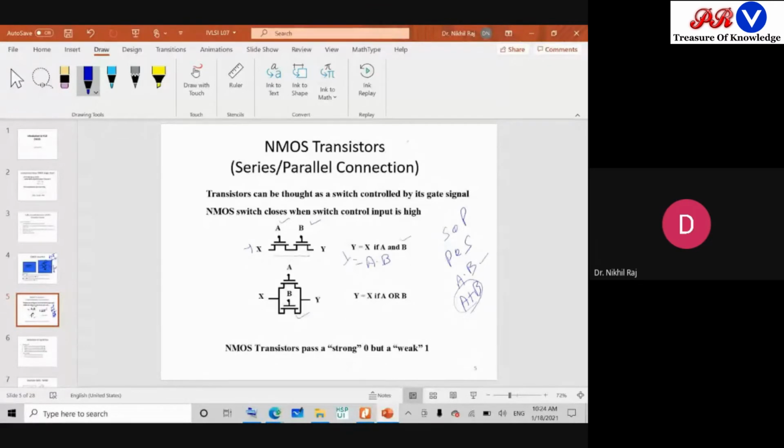When any of the input goes to 0, one of the transistors will go to the off condition. Once any of the transistors is off, the input cannot travel to the output. So that's why we say it is a logical AND operation.